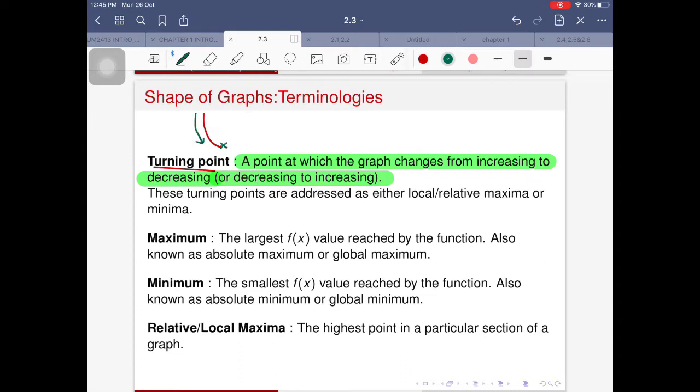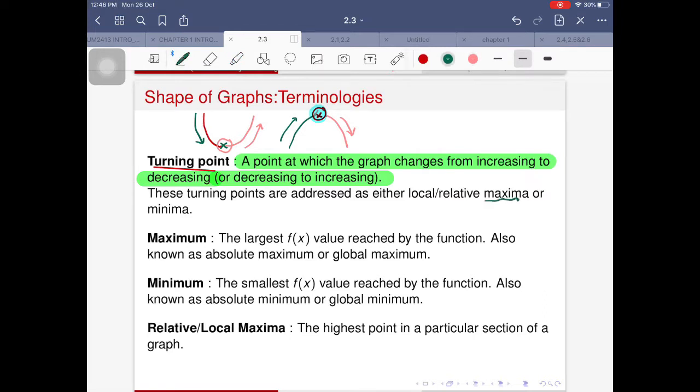For example, let's say that my graph is going down. When I arrive at a certain point, for example, the x point over here, my graph starts increasing instead. This x point over here is known as the turning point. Or it could also be the other way around. For example, let's suppose that my graph is increasing, and I reach a certain point, which is this point right here, and after that it starts going down. That is also a turning point.